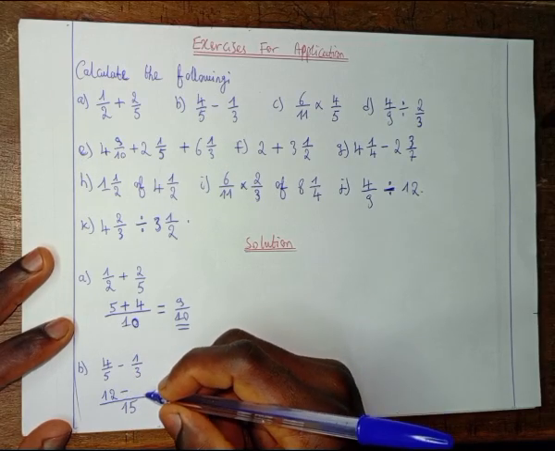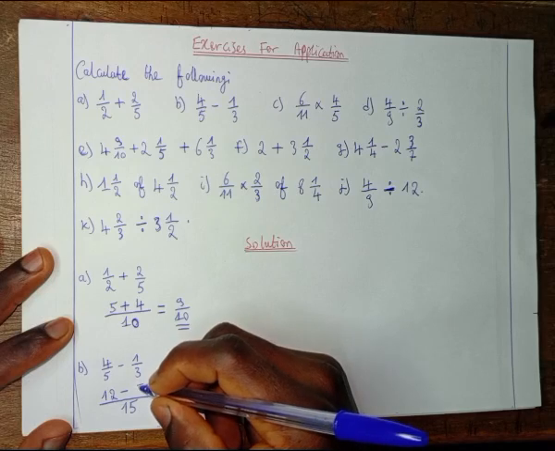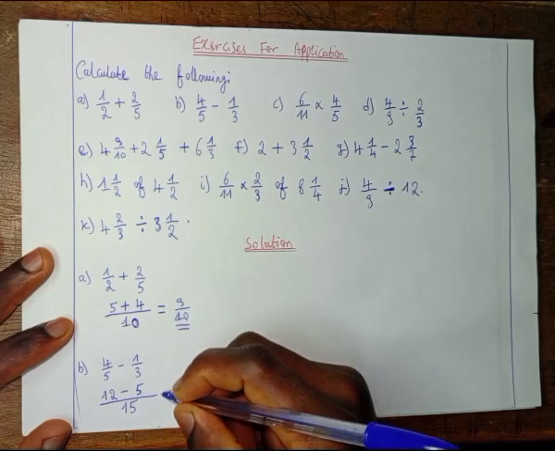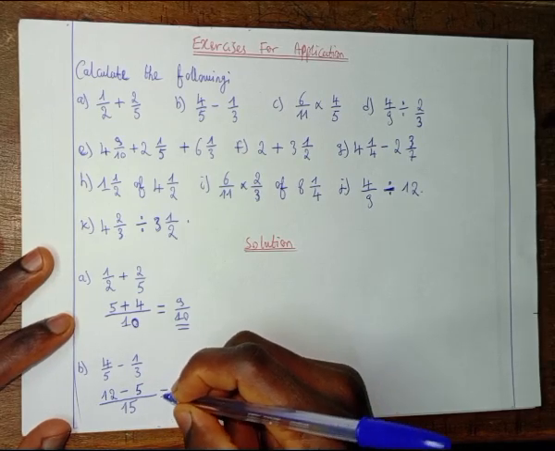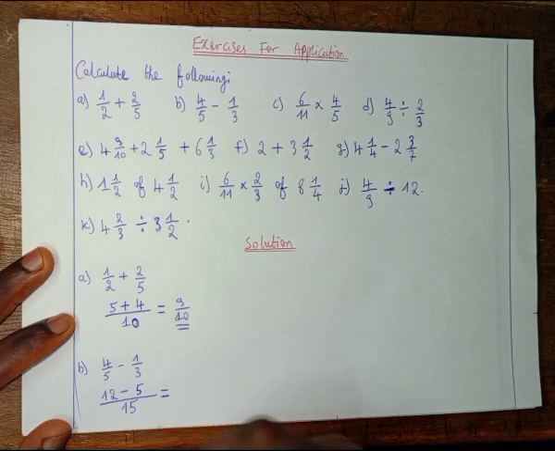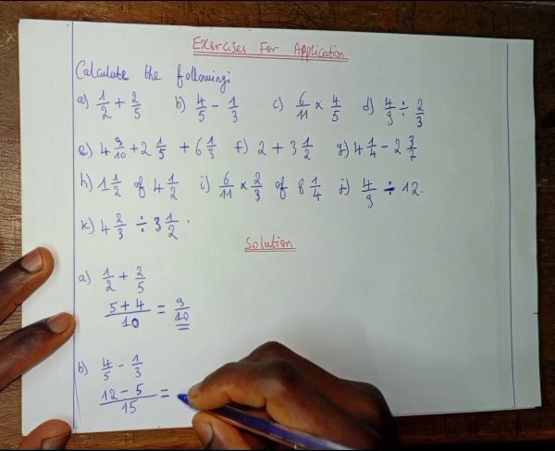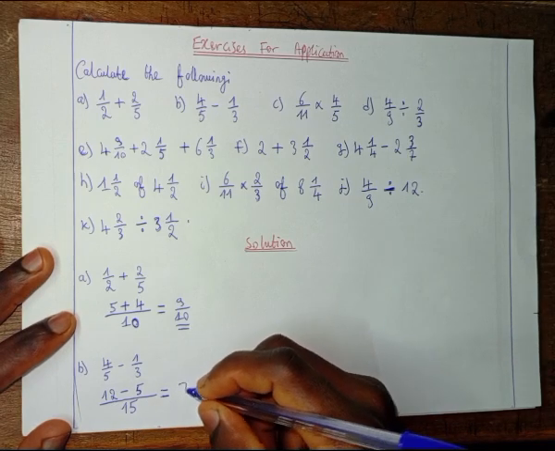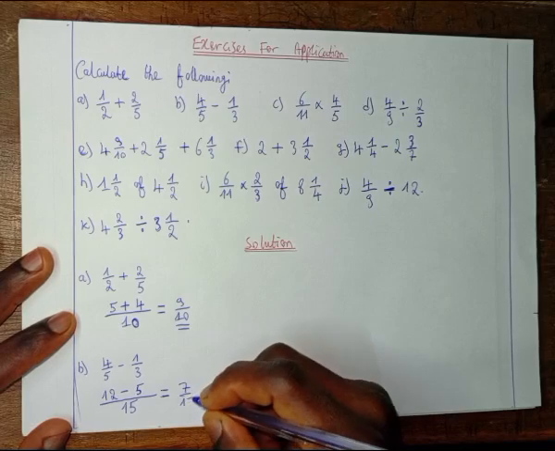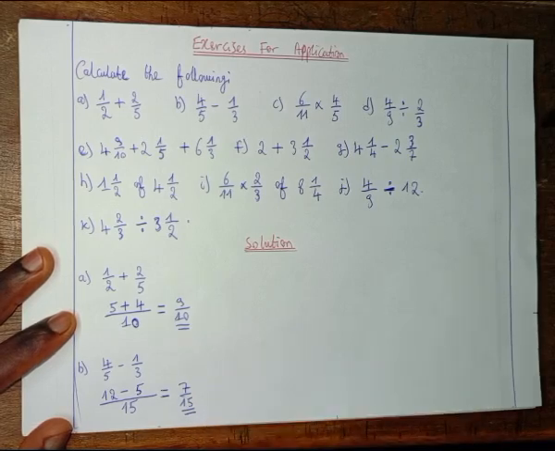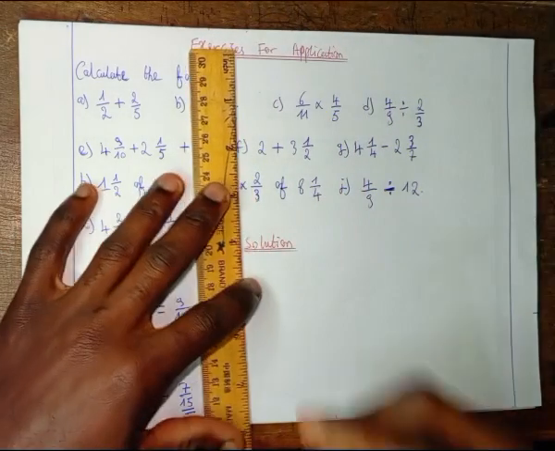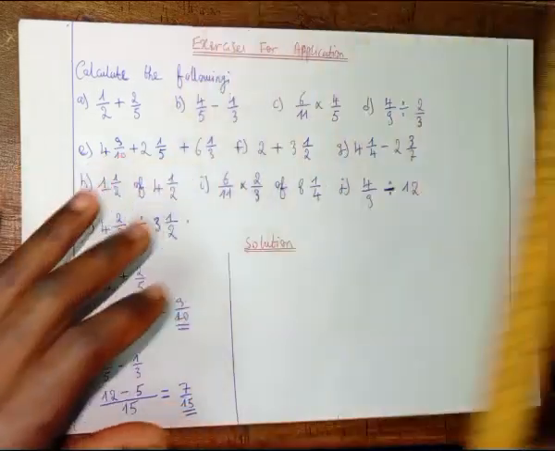15 divided by 3 gives us 5. 5 times 1 remains 5. This will simply be equal to 12 minus 5 gives us 7 over 15. This is the answer. We go now to question C.